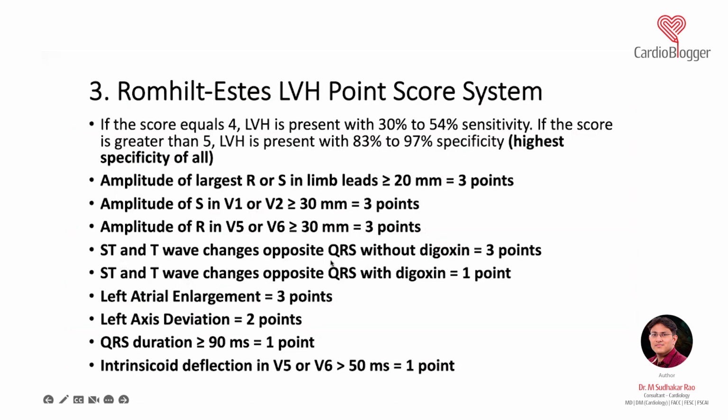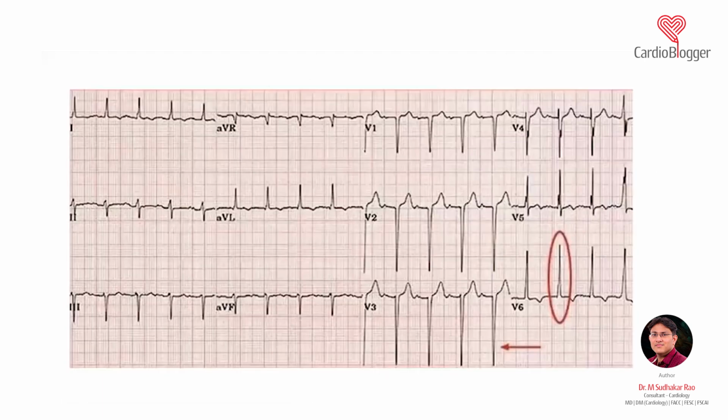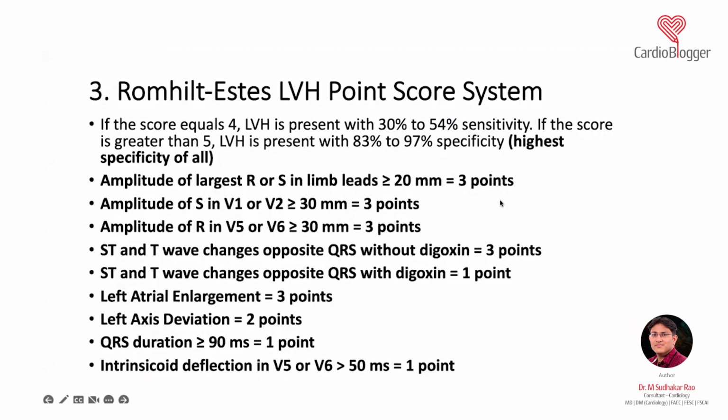Now, the second thing which carries 3 points is the strain pattern. Like RV has strain, LV also produces strain on the heart by producing ST depression. Now, you see this patient has ST depression, strain. If the patient is on digitalis, we do not consider it significant, because digoxin effect can produce T inversion. So if the patient is not on digoxin, we take it as 3 points. If the patient is on digoxin, we take it as 1 point, because it may not be much significant.